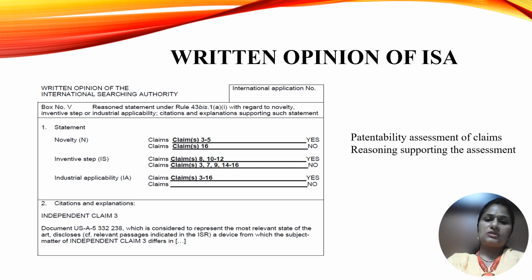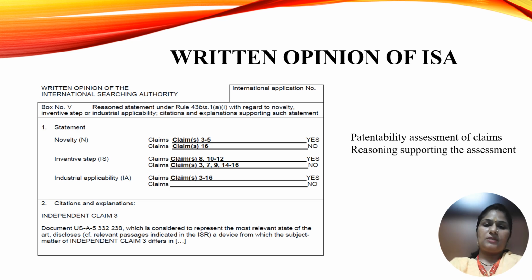Claims 3 to 16 are reasoned as having industrial applicability for your product or the document in question, right? Citations and explanations would be there. And if there is any independent claim, what criteria is this independent claim following? Whether this independent claim also fulfills novelty, inventive step, or industrial applicability or not.